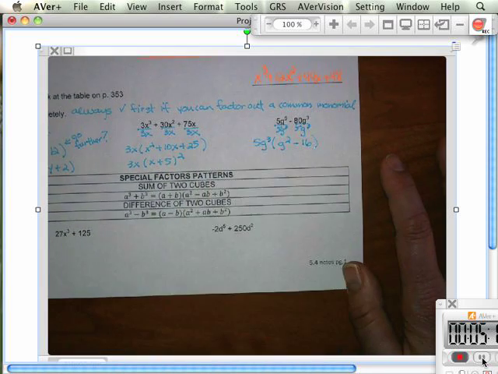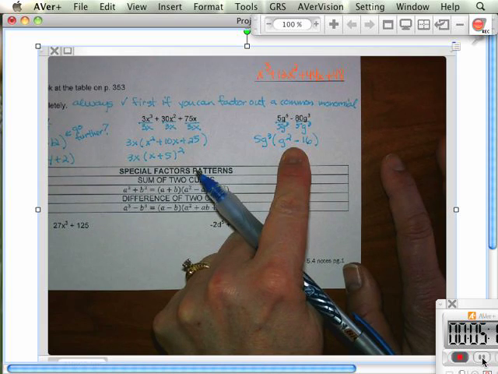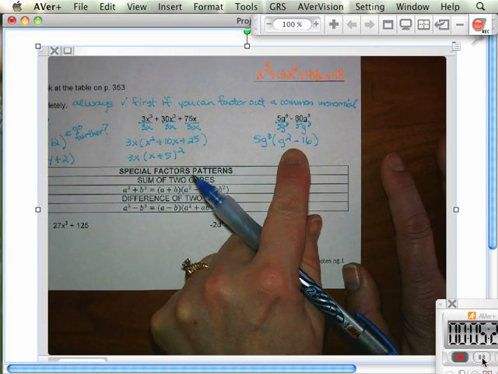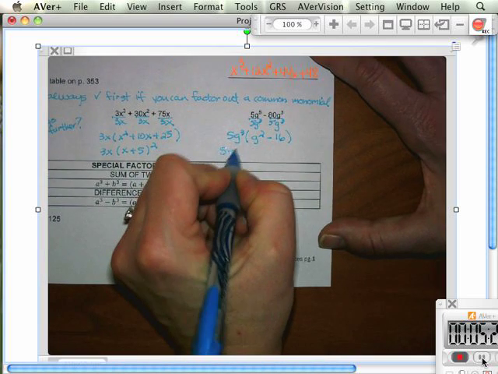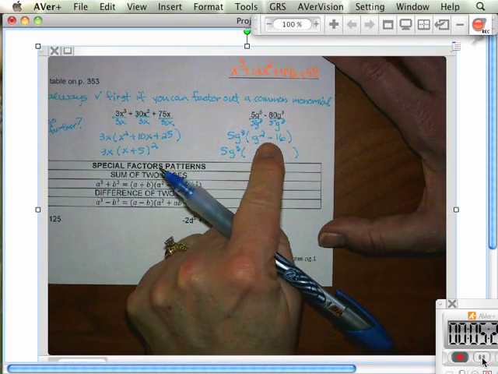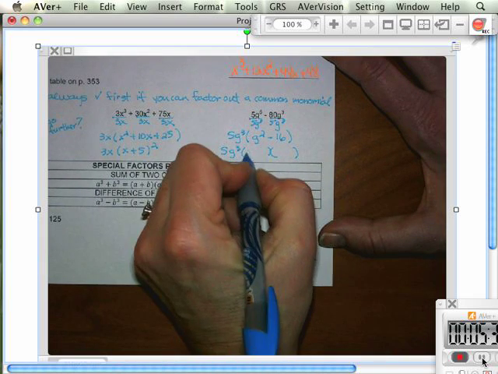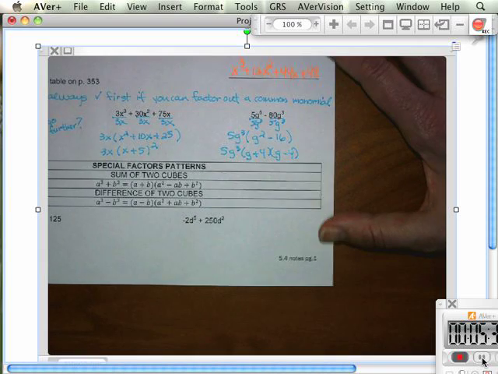Then I have to say, wait a minute, can this go further? And yes, it can. It is a difference of squares, so it's going to look like this, 5g cubed. I know I'm going to have two binomials because I don't have a middle term, so that means I have to have g plus 4 and g minus 4. So now it's factored completely.